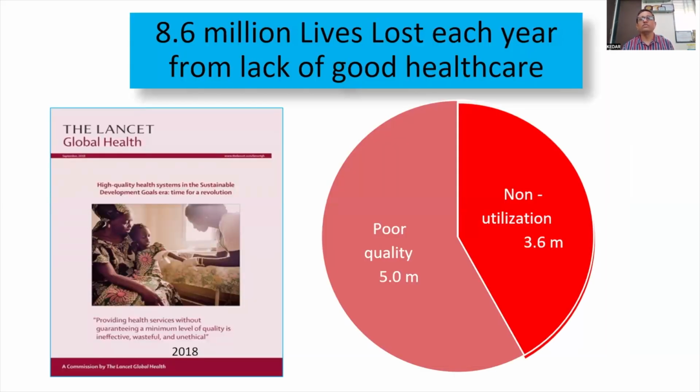There are 8.6 million deaths that occur each year from the lack of good healthcare, and this is from an article in the Lancet in 2018. Typically, we feel the people do not reach healthcare in time, or they don't have access to healthcare, and that is why the death rate is high. But what the data says is completely different. Out of 8.6 million, 5 million deaths are because of the poor quality of care. So 2/3 of deaths are due to poor quality of care despite seeking the healthcare facility or the treatment.